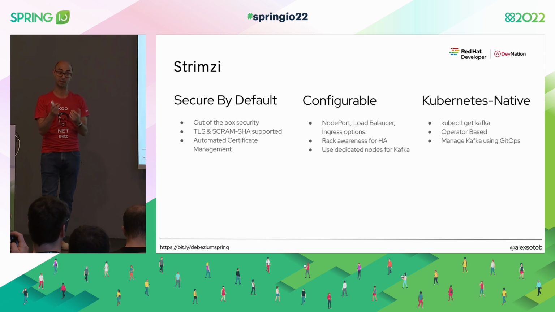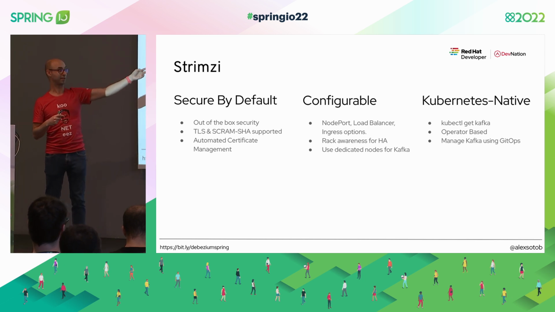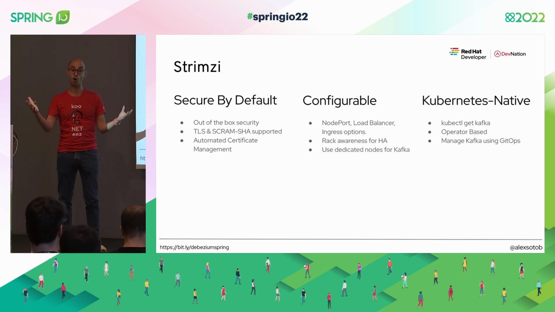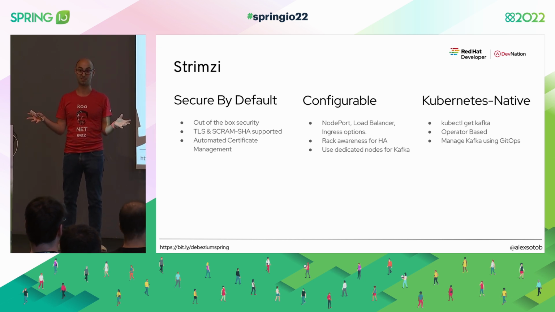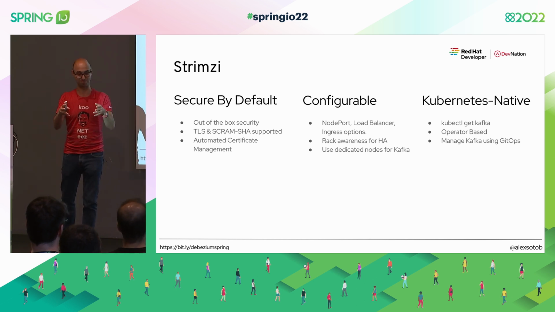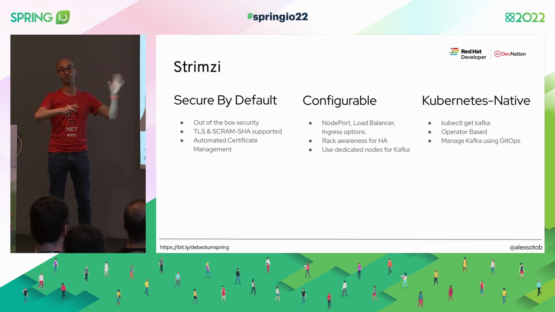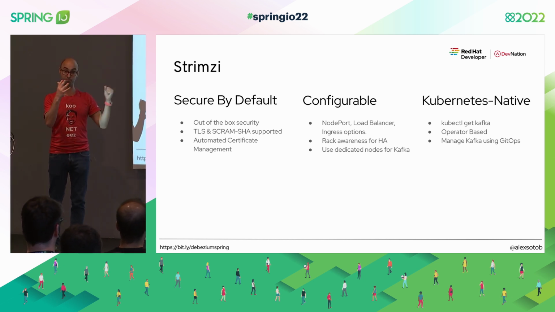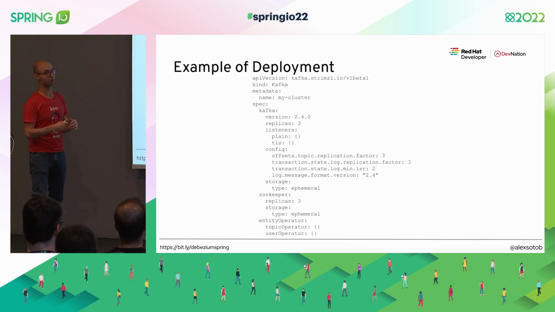on your Kubernetes cluster. And thanks to this, you are able to manage Kafka using GitOps, because at the end, your whole Kafka cluster is a YAML file. You can put these YAML files into Git, and thanks to GitOps, you can maintain the cluster and create topics using GitOps.